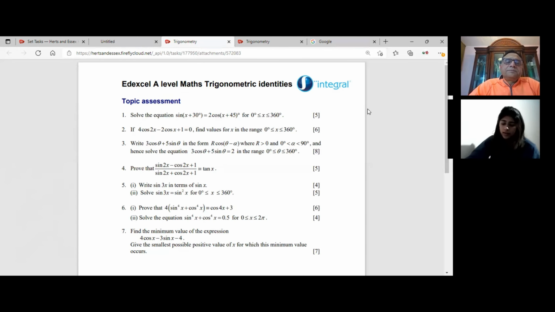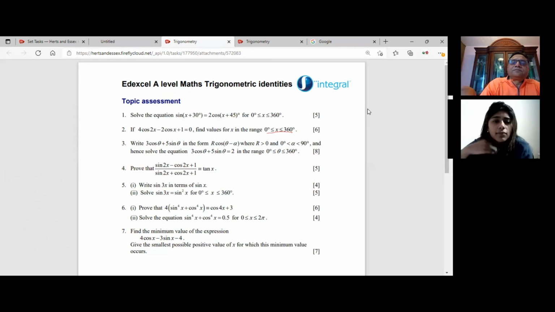Can you please read that? Yeah. So if 4 cos 2x minus 2 cos x plus 1 is 0, find the values for x in the range of x between 0 and 360 degrees. How will you do this one?